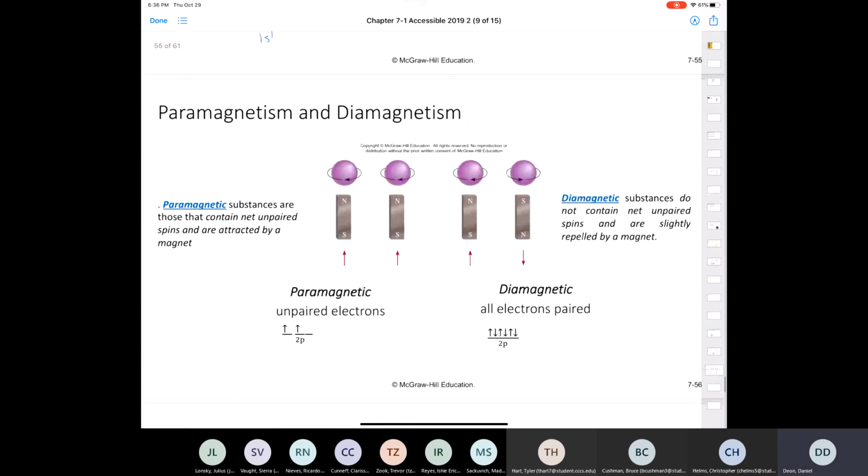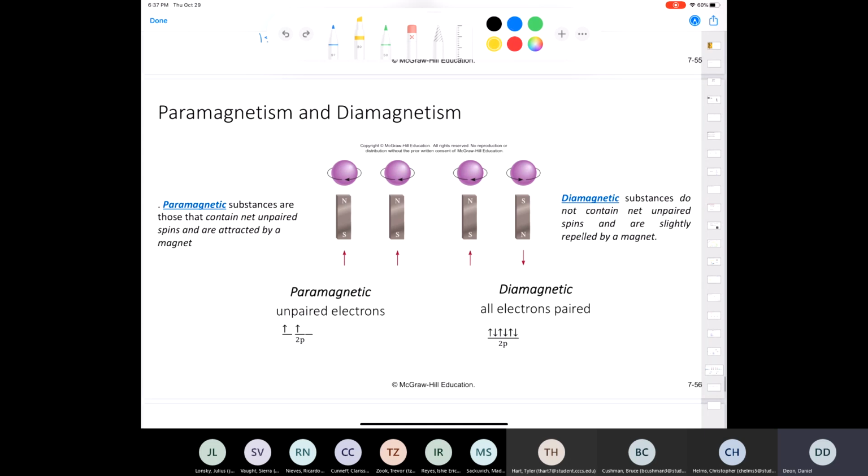Let's cover a couple more concepts here. Paramagnetism and diamagnetism. If you draw out the electron configuration and then draw the orbitals of the electrons and fill them in, if you have an unpaired electron like this is an unpaired electron, this is an unpaired electron. Unpaired means there's only one in an orbital. Those kind of substances are going to be attracted by a magnet, and we call them paramagnetic.